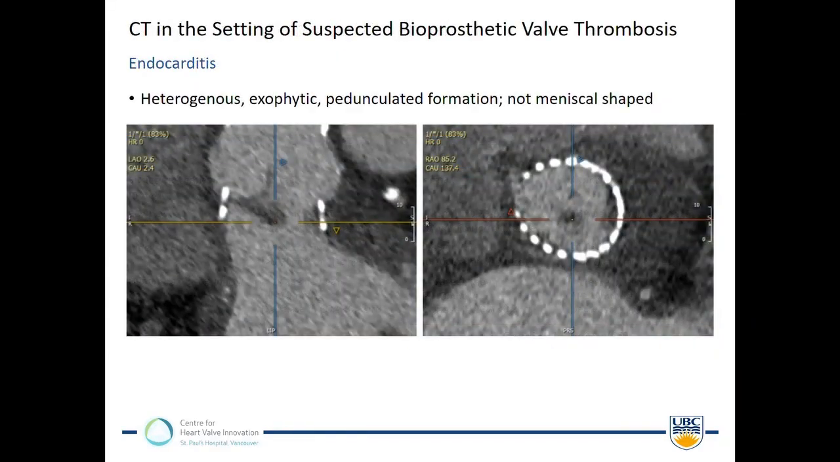And then, of course, a word of caution: not everything that is hypoattenuated on a post-TAVR CT scan is thrombus. In this case, a very heterogeneous configuration of hypoattenuation, pedunculated, somewhat extending in towards the inflow. That's a case of endocarditis. It's very, very rare, but that's something you should keep in mind, to not automatically call everything that is hypoattenuated on those scans leaflet thrombosis.